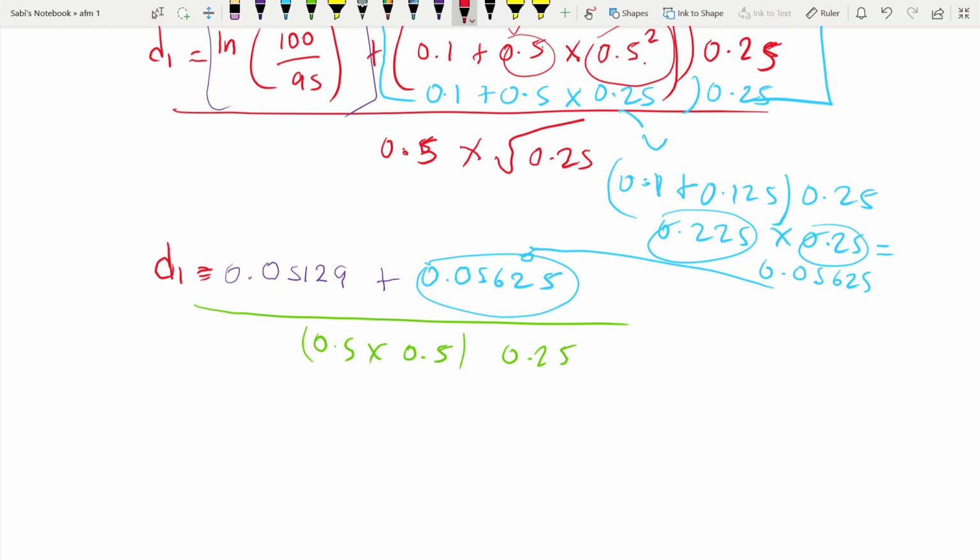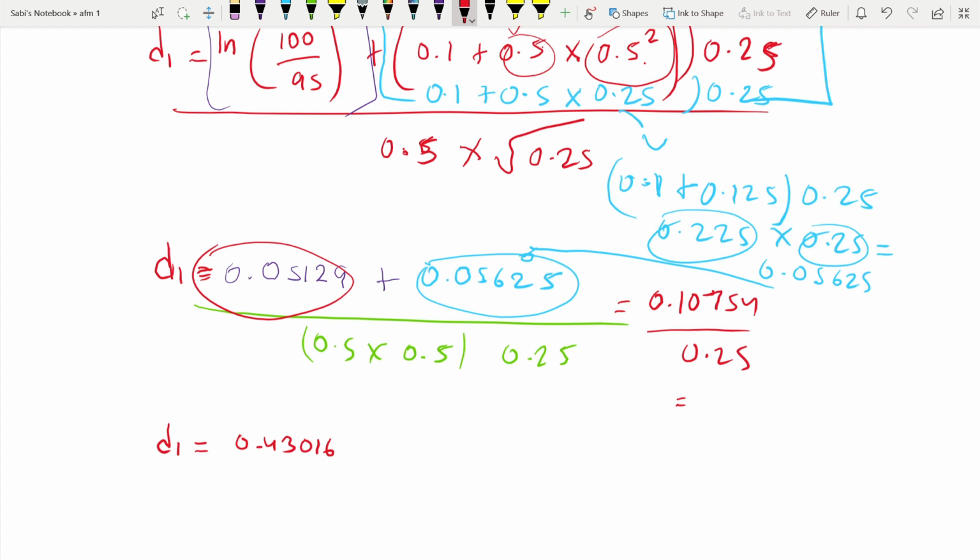I'm turning back to my red color. So D1 will be equal to what? If you do the top part, you will get 0.10754 divided by 0.25, which will give you 0.43016. Okay, the number may be a little different because I rounded up the figure here, I didn't take the whole figure, but it's okay, it does not matter. Can you take this whole number?